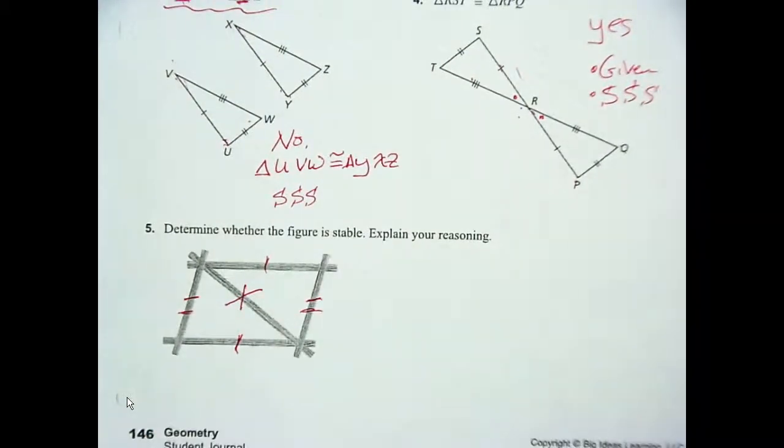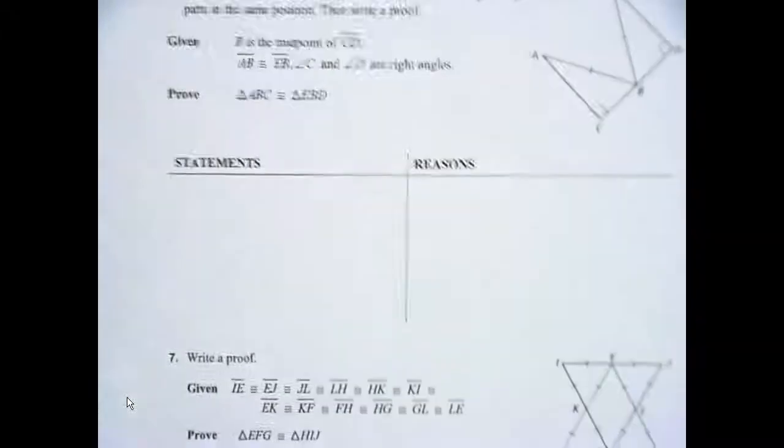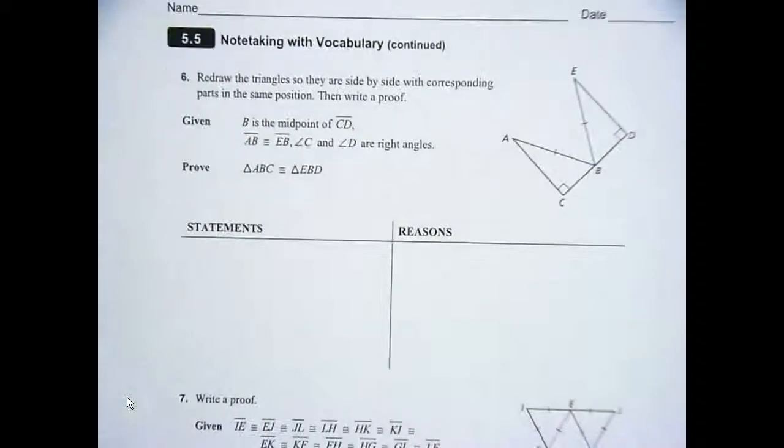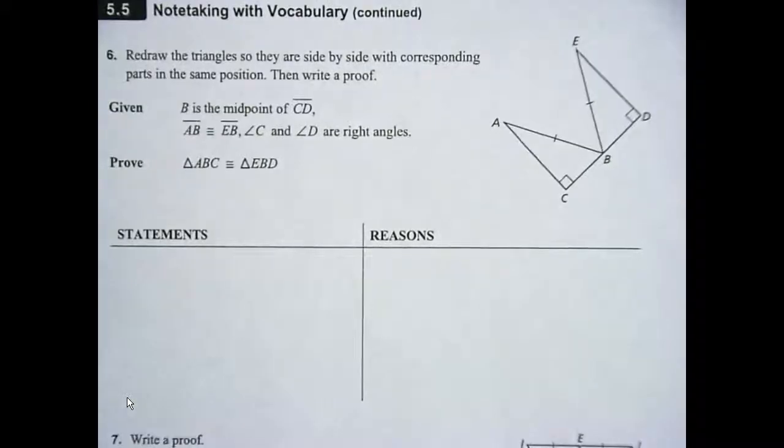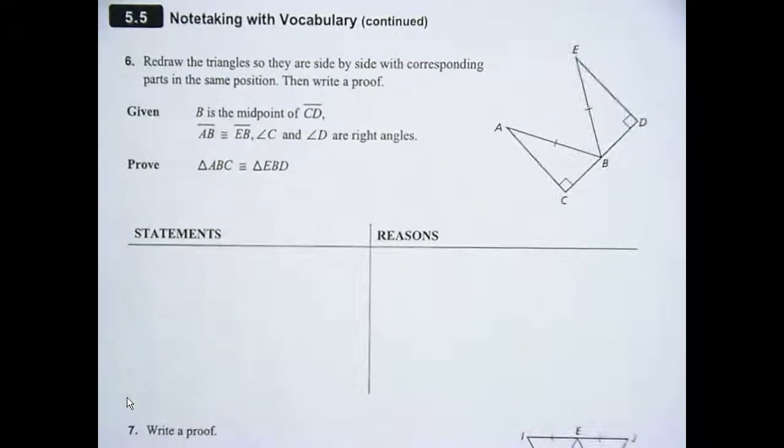Okay, any questions? We'll try some proofs here. Get a little more complex. Take a look at number 6 on page 147. All right, give it a go. Work with your groupies. It says redraw the triangles so they're side by side. That may help some of you. If it helps you, then do it. All right, this one. First step.